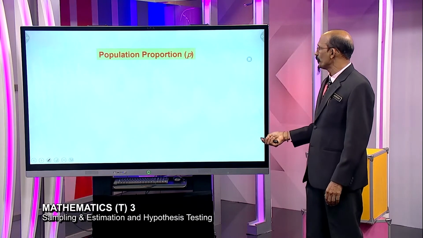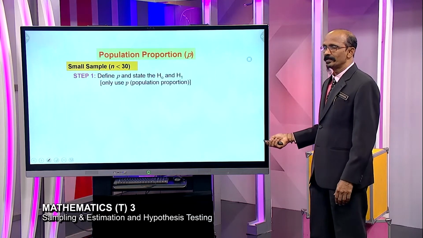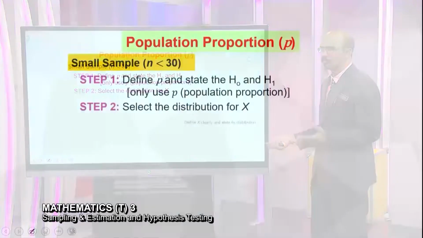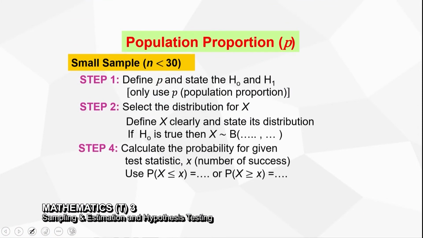And for population proportion, we also have two cases. One is for small sample size. The way of doing it remains the same. It's not much different, same as what we did for population mean. You can read here, we are using the binomial distribution for small sample size, which means less than 30. So it is slightly different in our test statistic here.